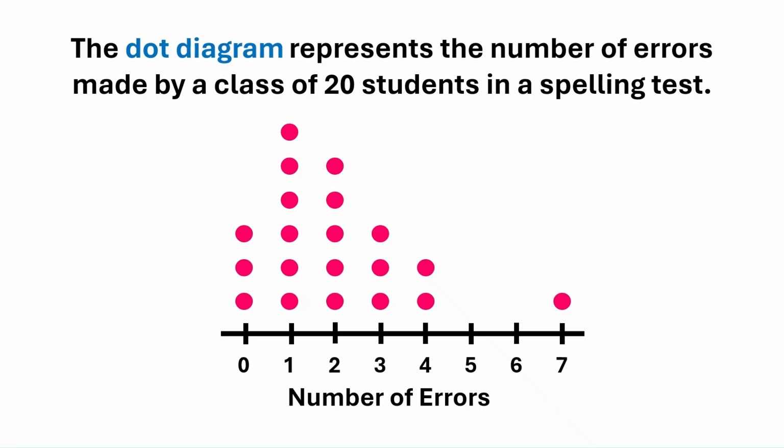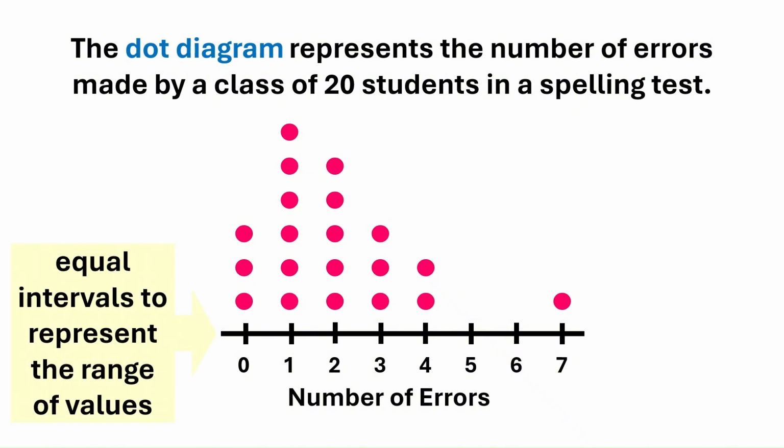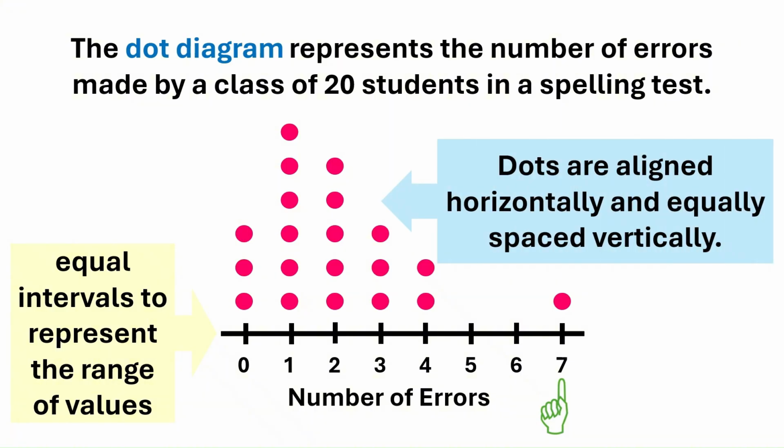This dot diagram that you see here displays the number of errors made in a spelling test for a class of 20 students. Notice that the horizontal number line has equal intervals to represent the range of values. In this case, it's the range of spelling errors from no errors all the way to 7 errors. Each data value is represented by a dot over its value on the number line. Notice that the dots are aligned horizontally and equally spaced vertically.